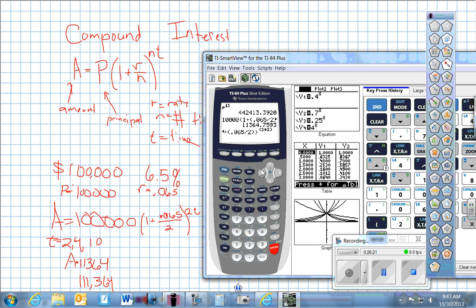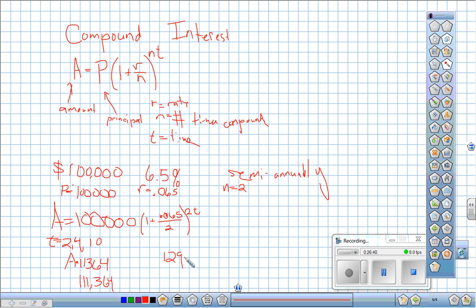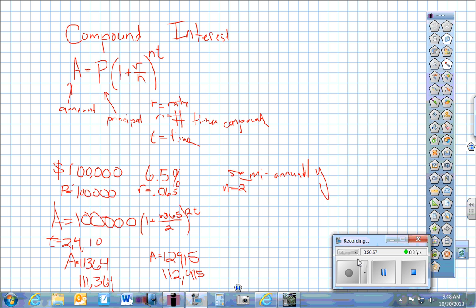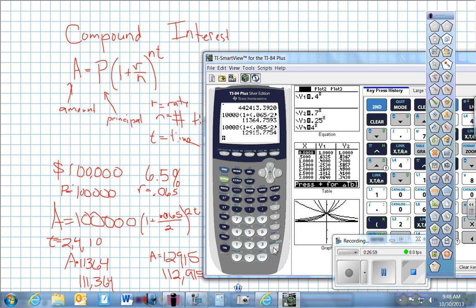Then let's go through and do it for 4 years. I'm going to just do second enter so that I can retype everything in. And the only thing I'm changing is where my t was, I'm plugging in a 4. So I still have the same exact equation if you guys want to see that. Okay, I now have 12,915 in interest. So that was the amount that I gained, and I have to add it back to my original amount. So that means I'm going to have $112,915 in the account.